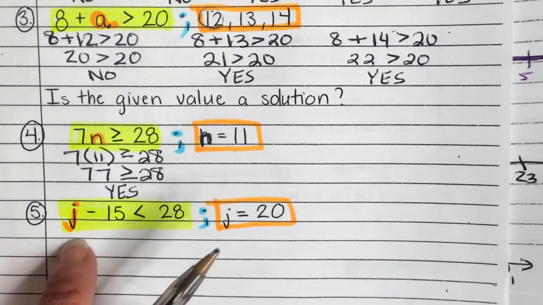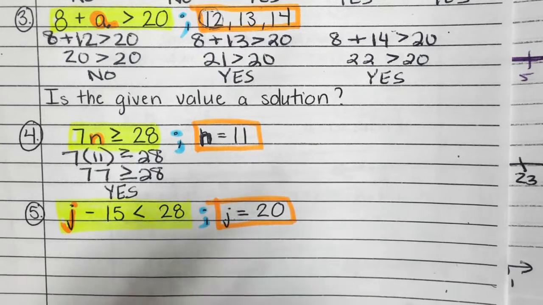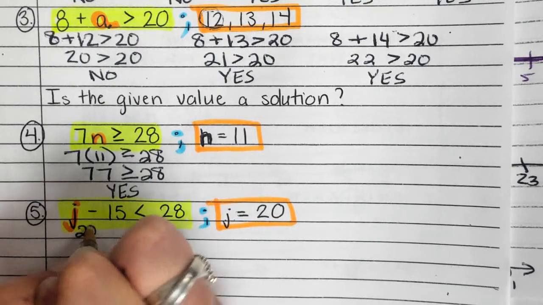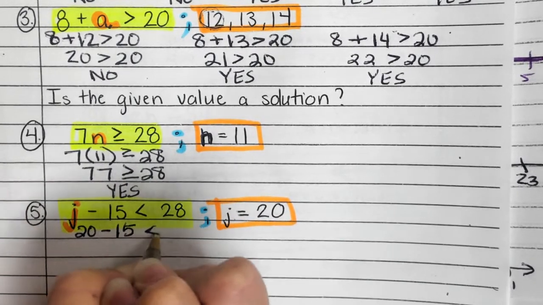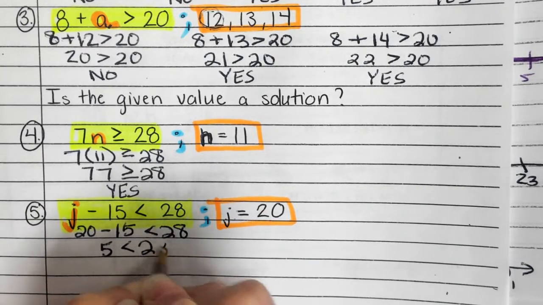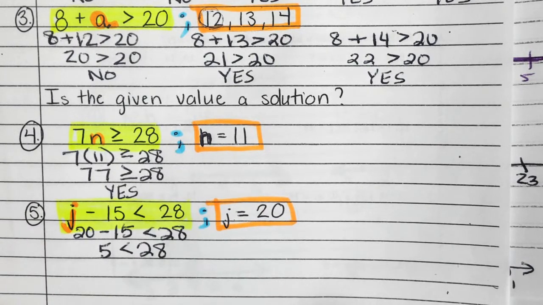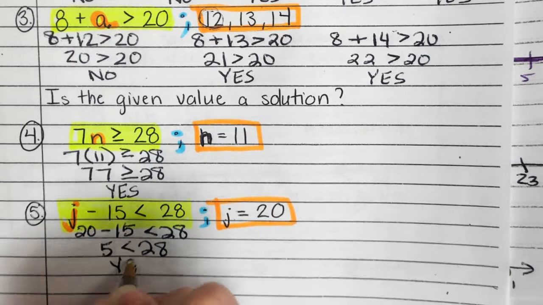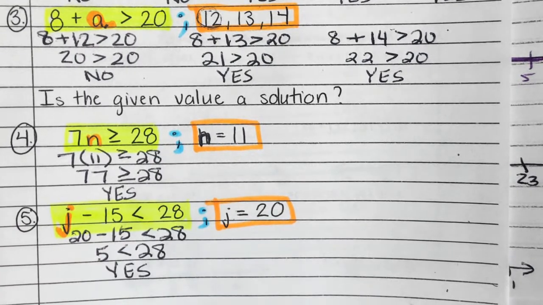And then the last one, J. J is 20. So I'm going to fill in my 20 minus 15, and I get 5. Is 5 less than 28? Yes. That's all you do. This is probably one of the easier lessons.